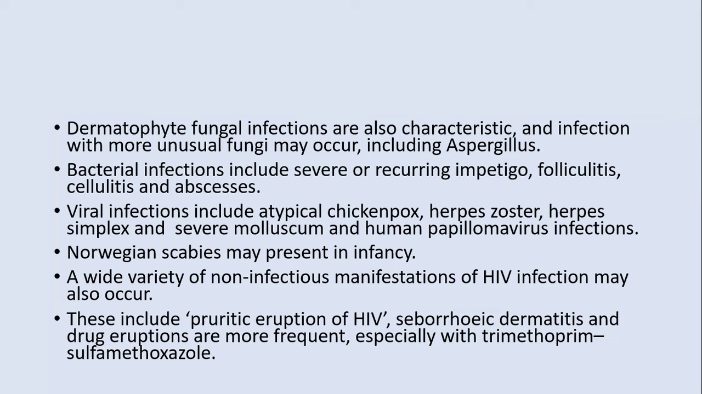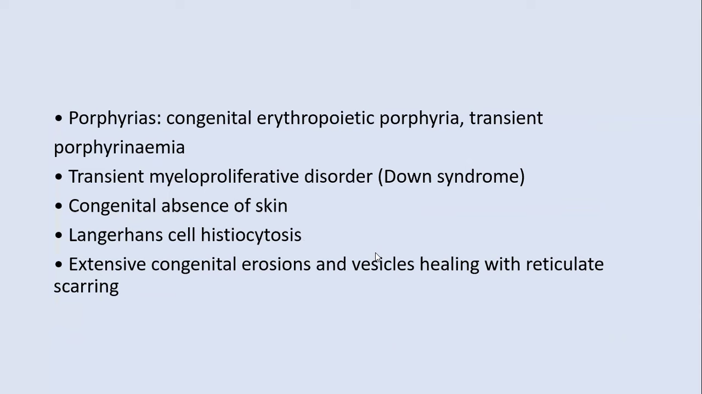Norwegian scabies may also develop. A wide variety of non-infectious manifestations include the pruritic eruption of HIV, seborrheic dermatitis, and drug eruptions, most frequent especially with trimethoprim sulfamethoxazole. Porphyrias may develop, like congenital erythropoietic porphyria and transient protoporphyremia, then transient myeloproliferative disorders, congenital absence of the skin, Langerhans cell histiocytosis, and extensive congenital erosions and vesicles which heal with reticulate scarring.